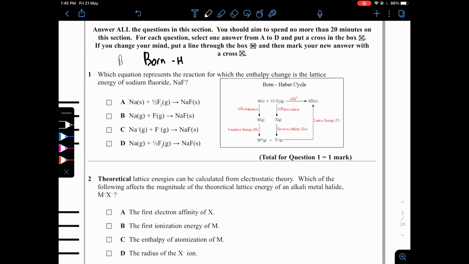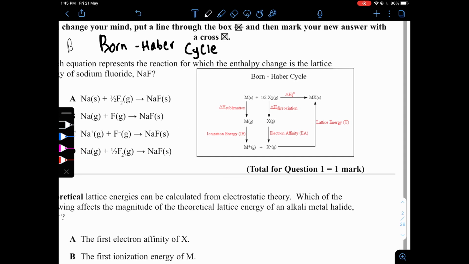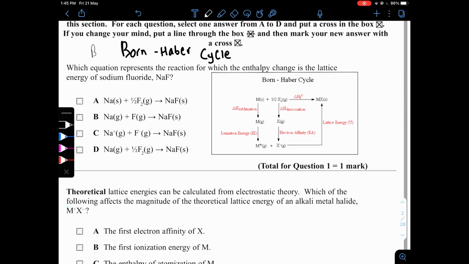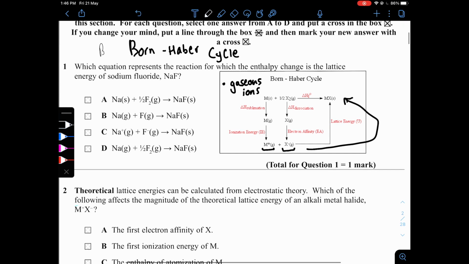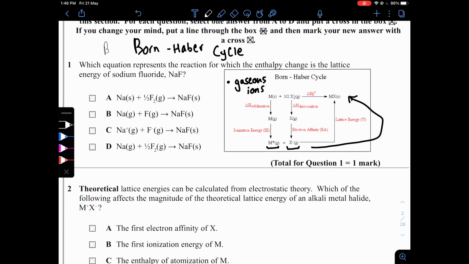Born-Haber cycles. The key thing here is they're asking for the lattice energy of the compound NaF. If you look at this diagram, it shows how we get from an element, a metal here, and a gas here, to this compound here. The key thing is that we're only dealing with gaseous ions. So gaseous ions is what we're dealing with.